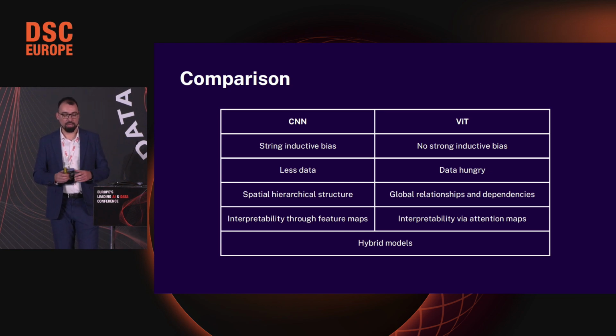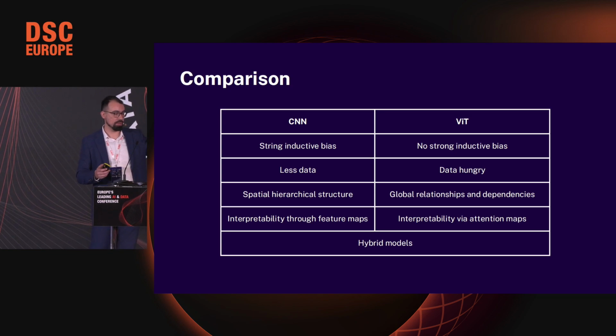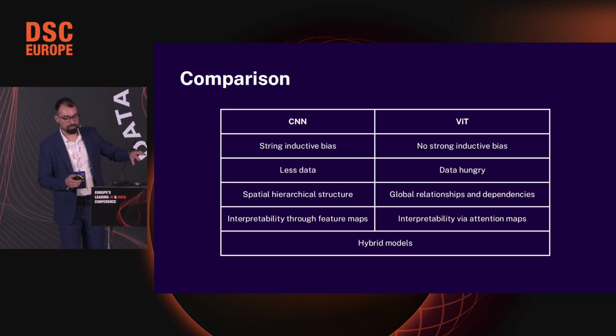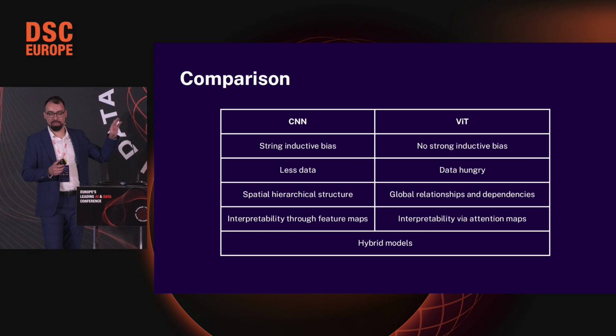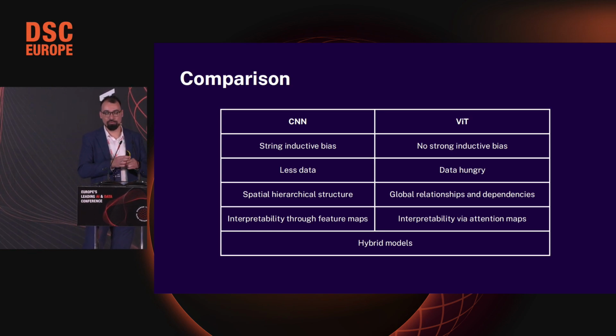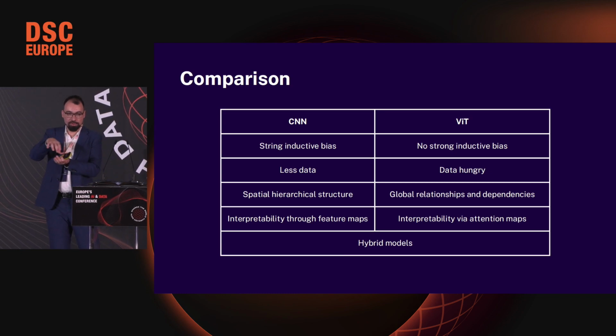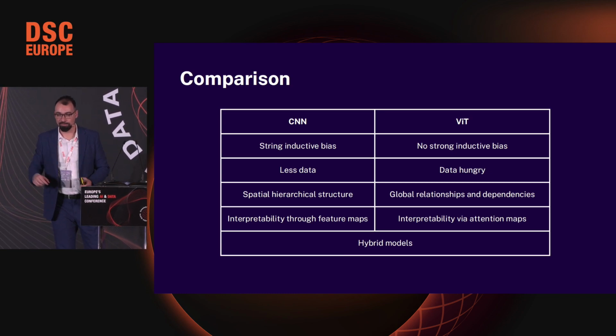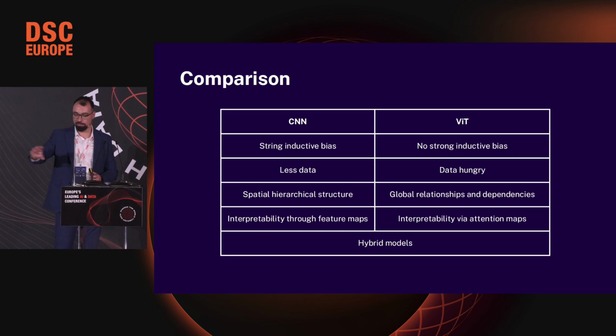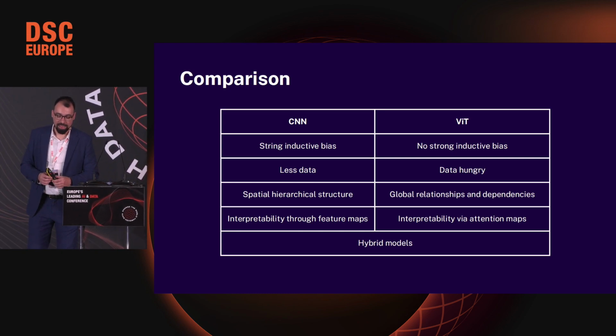Also, in ViTs we have global relationships, and ViTs try to capture those dependencies between different patches. In CNNs we have a spatial hierarchical structure, because we move to deeper layers and we try to put more and more information from the lower levels into a smaller amount of numbers.